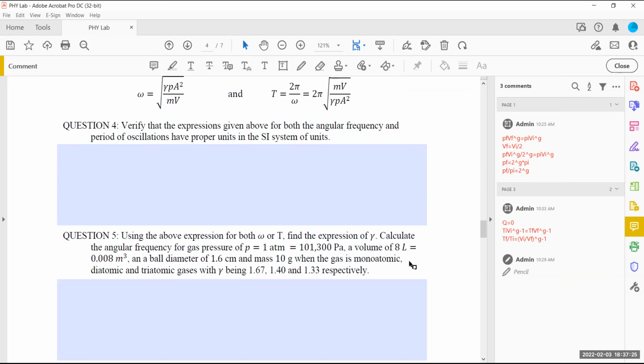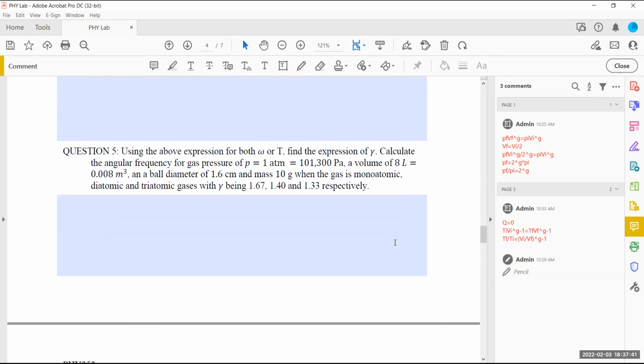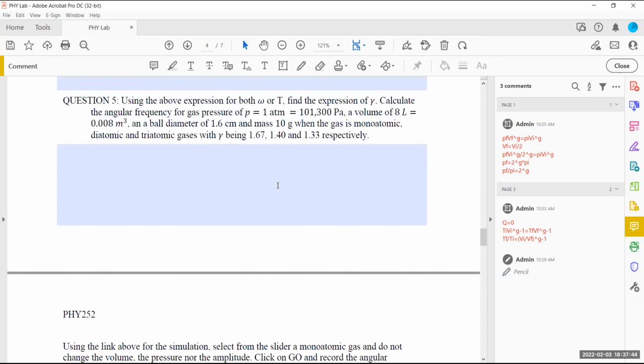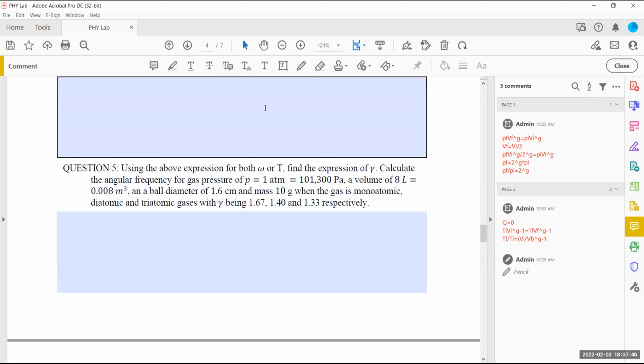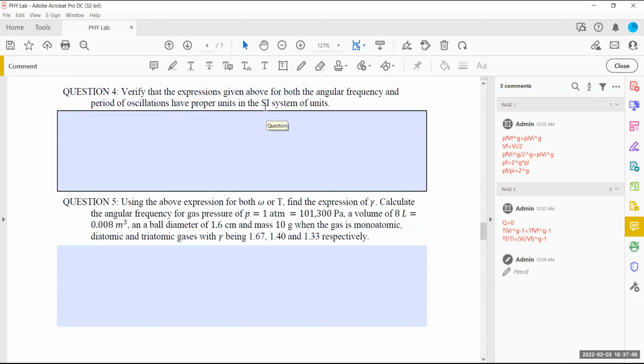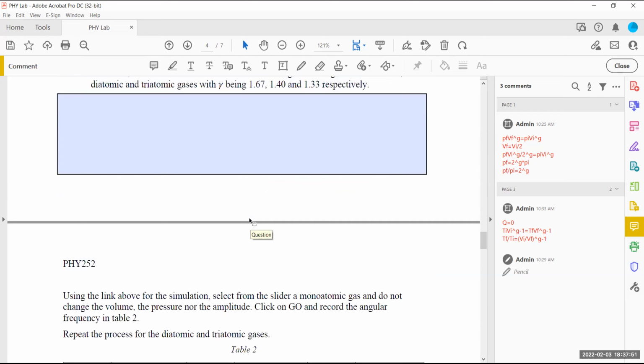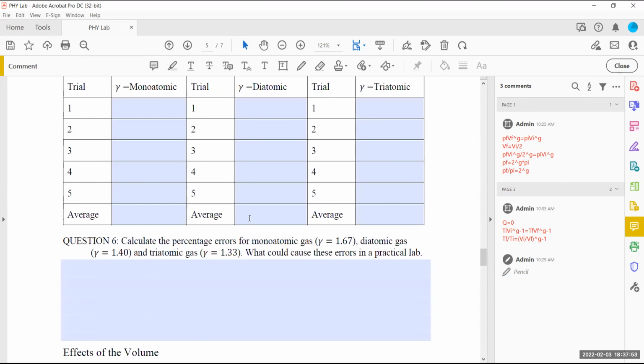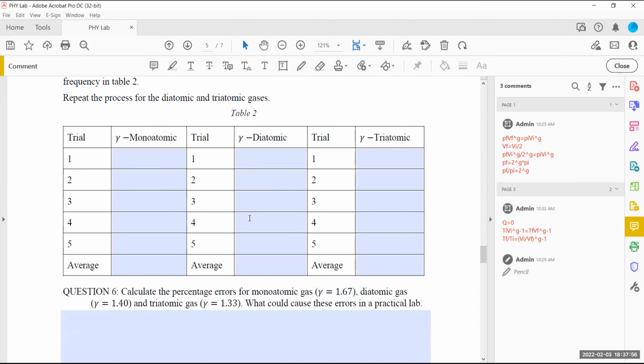And the gas is a monoatomic gas, diatomic gas, and triatomic gas. So basically, gamma is equal to 1.67, gamma is equal to 1.4, and gamma is equal to 1.33, okay, respectively. And you're going to find the calculations in here. Don't forget the units. This step does not require units because it's just proving things, but this step requires units, okay? And this table in here is going to come from the simulation.